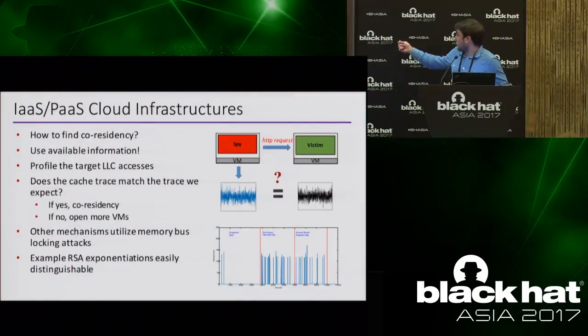After that, what you see there is an example of how an RSA trace looks. The exponentiations are quite distinguishable from the rest of the trace. Other works actually utilize, for example, memory bus locking attacks for this.